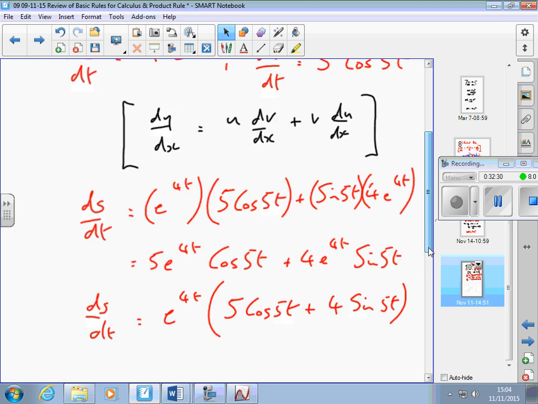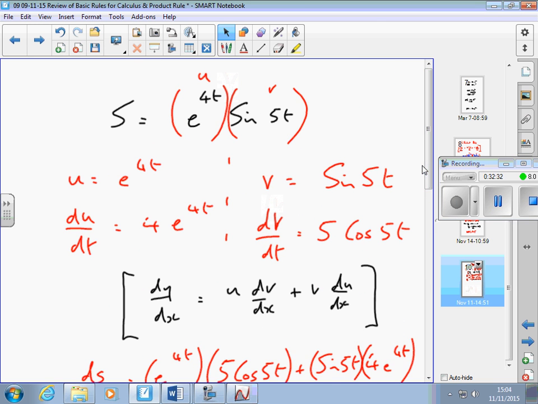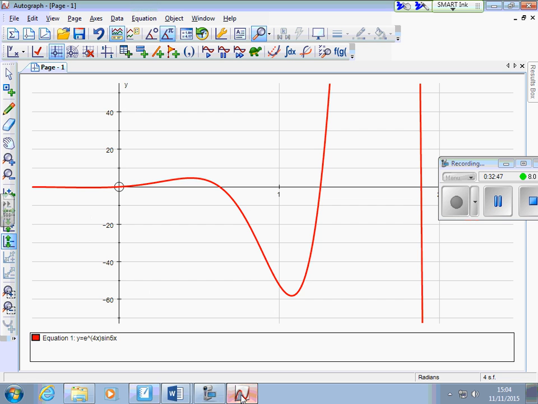Looking back at the original function, I've plotted this on Autograph. The amplitude is this bit. It's an exponentially changing amplitude, which is rapidly growing. So the amplitude is going to be increasing. If I plot this in Autograph, I get this sort of function. This is after 1 second here. And you can see already the amplitude is going down to minus 60 and then way off up.